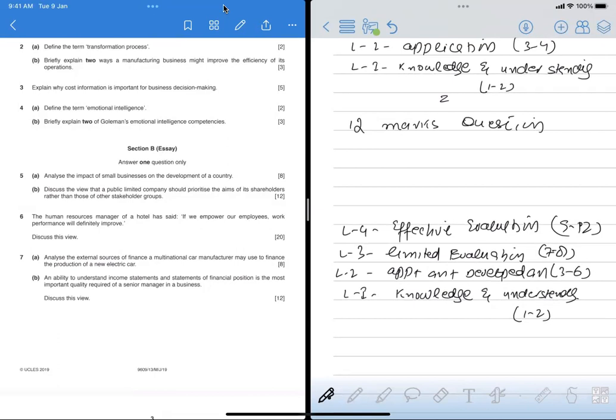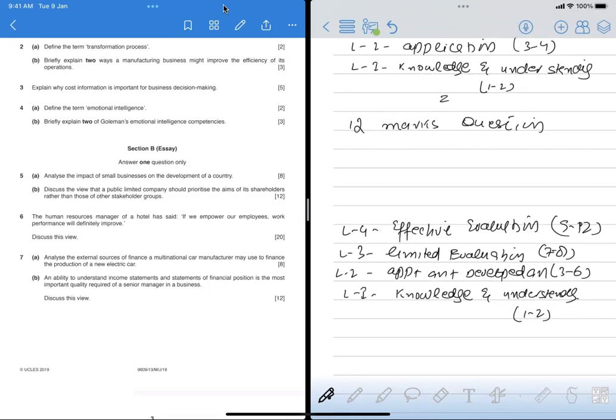Okay, this is level 2. Then you say that, but it depends on how strong the other stakeholders in the company are. For example, what is the role of the government, whether they actually allow the company to maximize the shares or not. So this way you give the evaluative point. Till that, when you give one evaluative point, you score a level 3 answer.